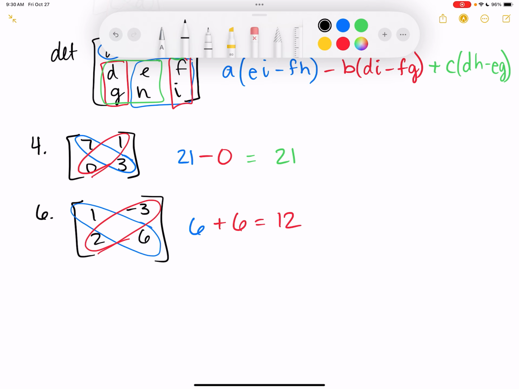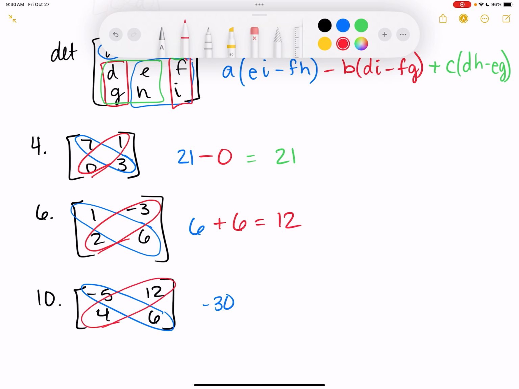All right, this one I want you to try on your own, or at least tell me what to do. Negative 5, 12, 4, and 6. Negative 5 times 6, which is? Negative 30. Negative 30, and now what? 12 times 4. So plus 48? Minus. Minus, yep. So then this is negative 78.